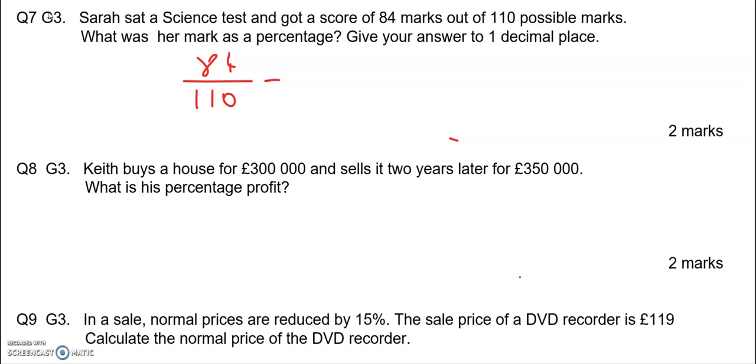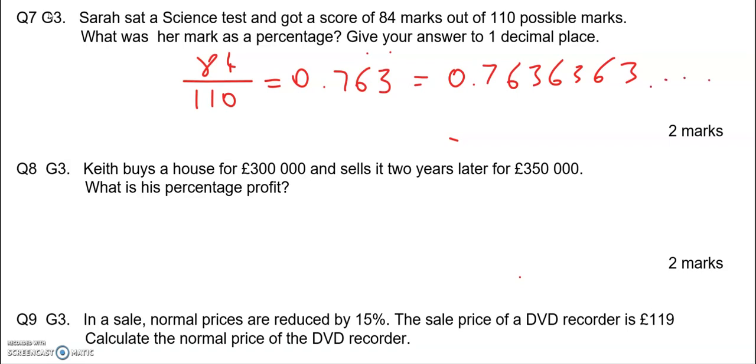So that is equal to 0.0763 recurring. So this means that this is the same as 0.7636363, only the 6 and 3 recur. So this continues. Now we need to write this as a percentage given an answer to one decimal place.